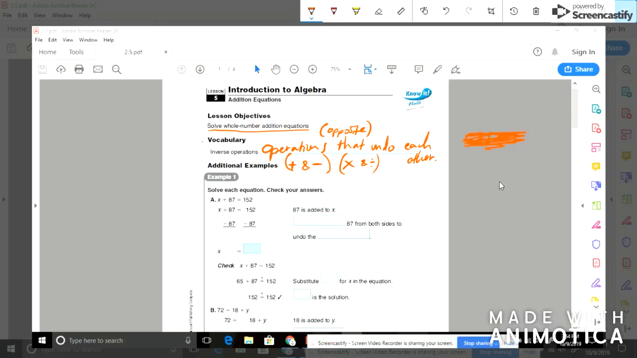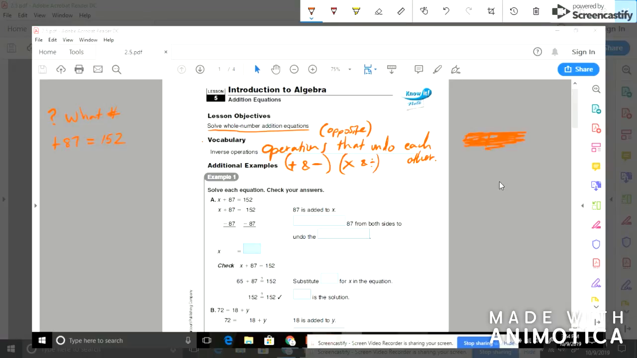All right. So the first example says solve each equation and check your answers. For letter A, it's x plus 87 equals 152. The question you should be asking yourself is, what number plus 87 would give me 152? That's what I'm trying to find. What number, when I add it to 87, would give me 152? That's kind of the objective.